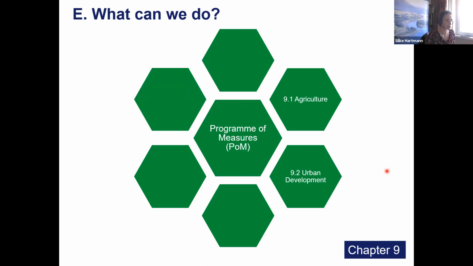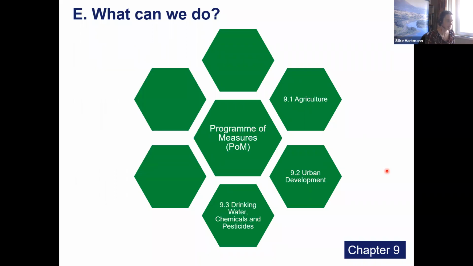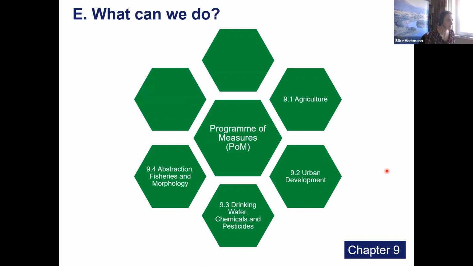The second sector is urban development, and an example measure is to develop an integrated ecosystem model for Loch Foyle, Belfast Loch, and Carlingford Loch to inform consenting decisions and investment prioritization. The third sector is drinking water, chemicals, and pesticides. And an example measure would be to carry out a public sector estate pilot of pesticide reduction or elimination.